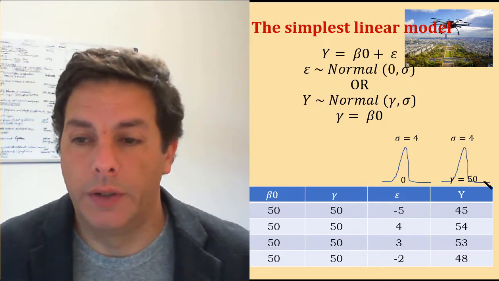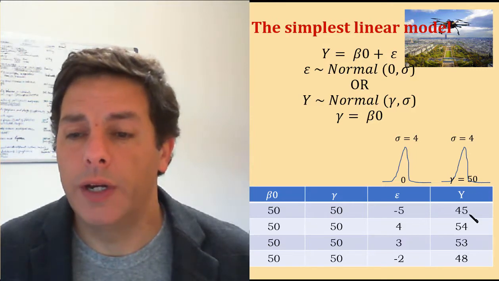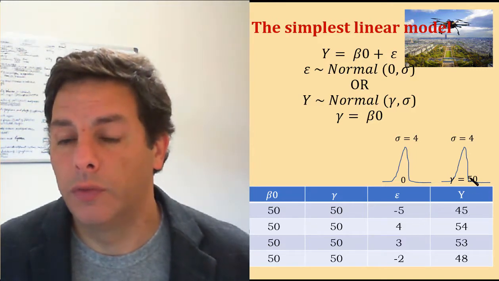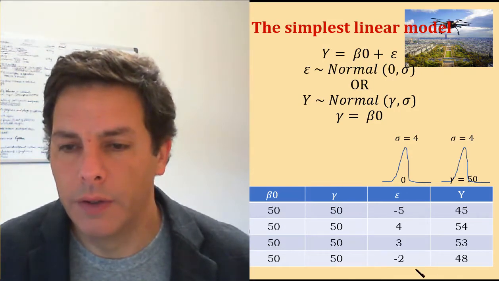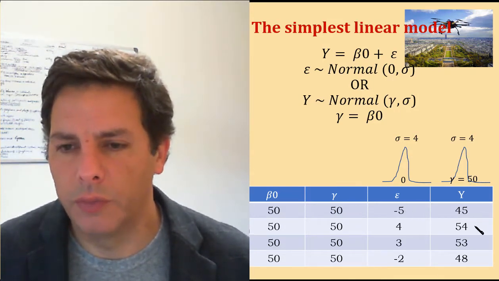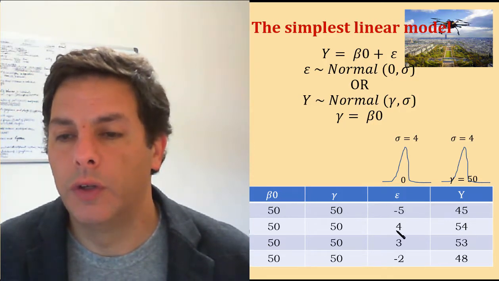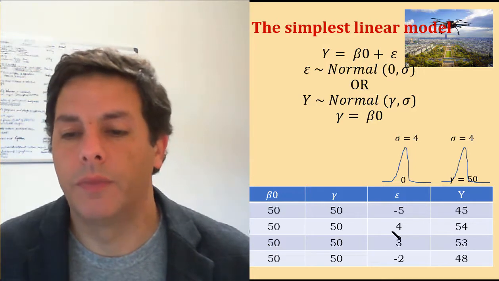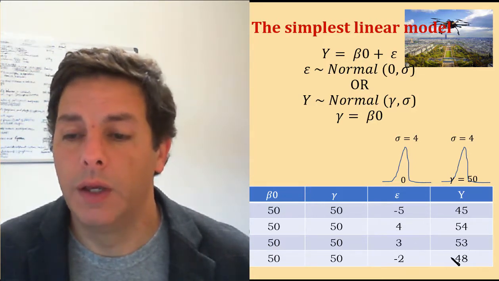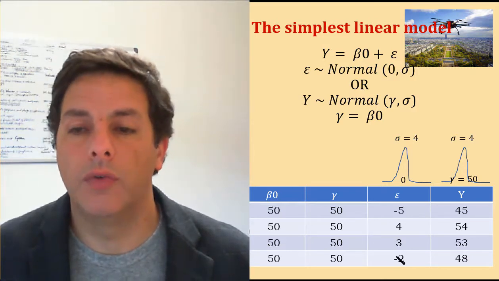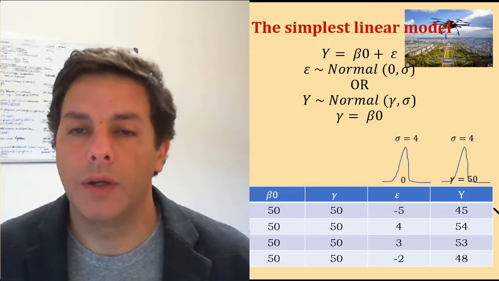Okay, so we obtain, the first value we obtain is 45, which is 5 points less than the mean, which is equivalent to an epsilon of -5. The second one is 54, which is 4 points more than the mean. And the third one is 53, 3 points more than the mean. And then 42, which is 2 points less than the mean. And then we obtain the same thing.